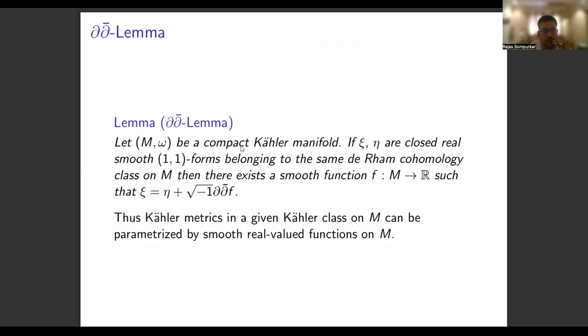Then one more property about these Kähler manifolds: we will be mostly dealing with compact Kähler manifolds. So if we have a compact Kähler manifold, suppose we are given two closed smooth (1,1)-forms, xi and eta, which belong to the same de Rham cohomology class. Which means that the difference xi minus eta is going to be d of something. It is going to be d-exact.